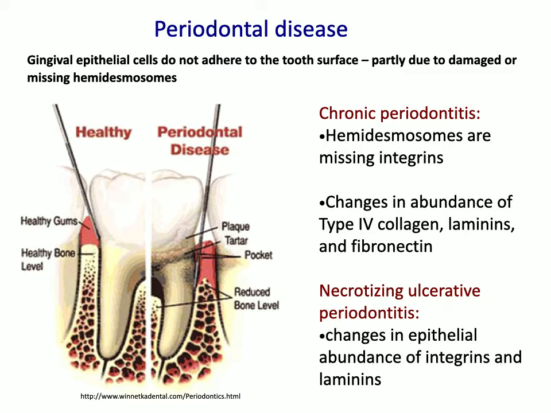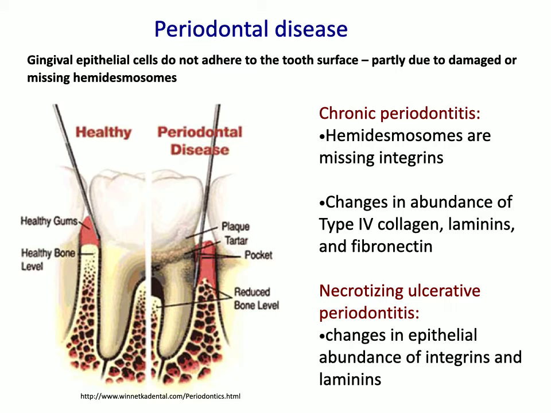hemidesmosomes within these cells. Here you can see in a healthy gum, the gingiva is tightly bound to the enamel surface of the tooth, and so there's very little space between the two tissues. In contrast, in periodontal disease, this pocket of space between the gingiva and the tooth is much deeper and more extensive.